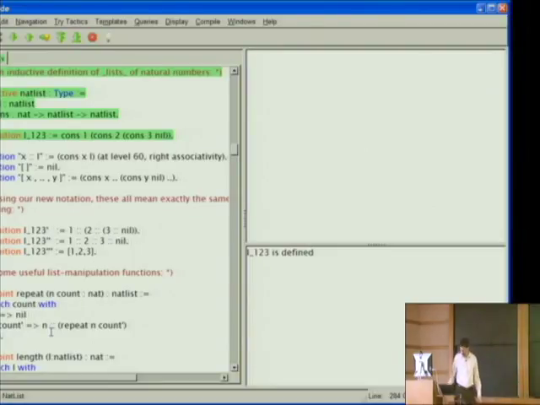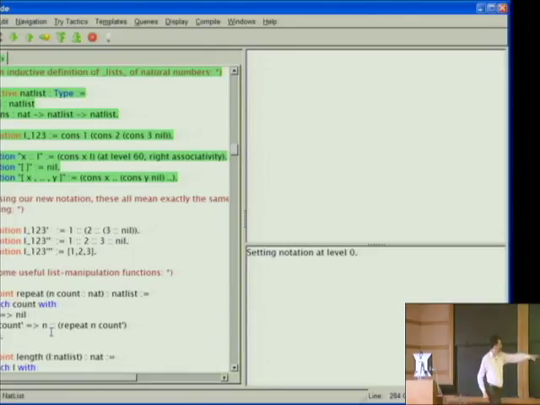And we can make nice notation for it. So the colon is the consing operator that's written infix. And we can even make fancy bracket notation. So now all these things mean exactly the same object. Because we defined right associativity on the cons operator, we don't have to write all these parentheses, and we can even use this notation if we want to.